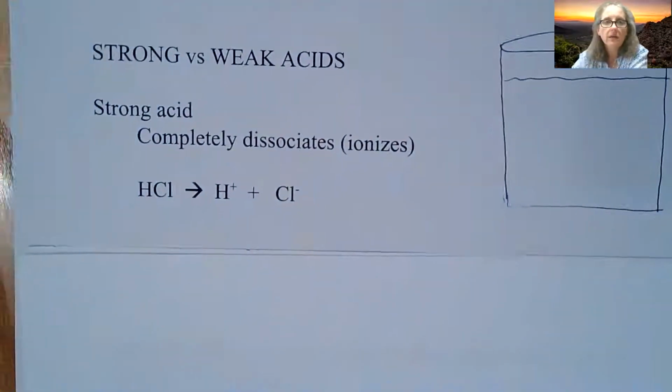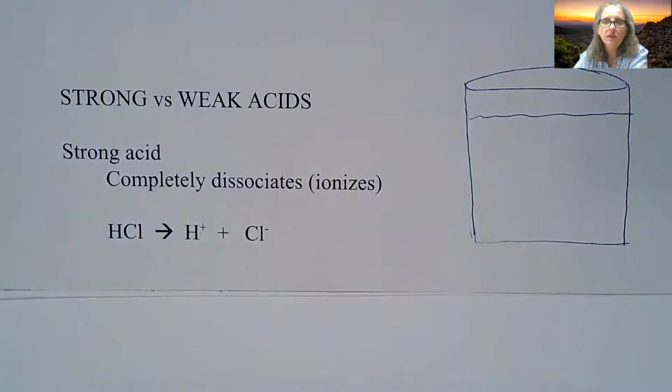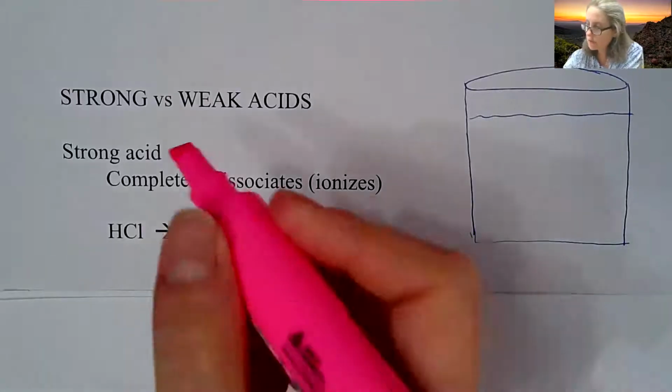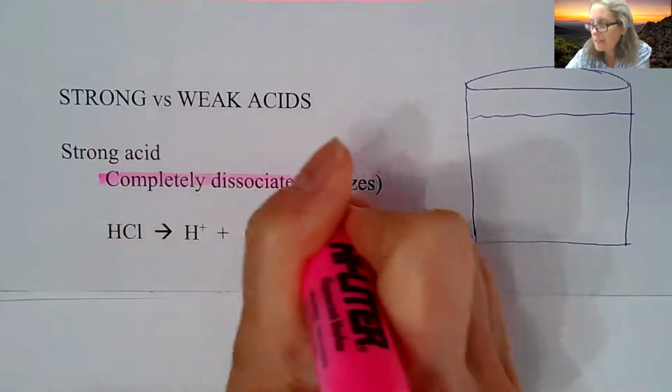So let's talk about strong versus weak. We mentioned this first semester a little bit, but this is where you're going to have to know in depth what we're talking about here. Strong acids are things that completely dissociate or completely ionize in water.